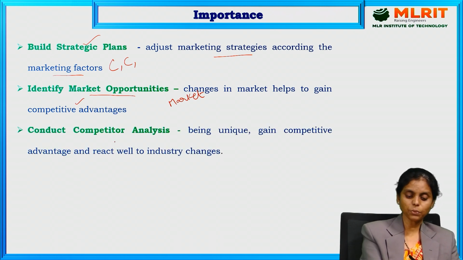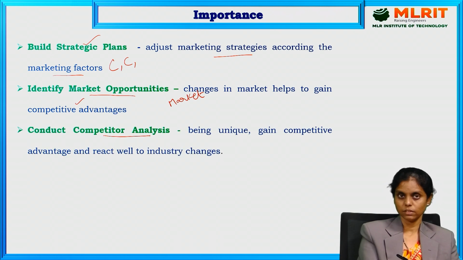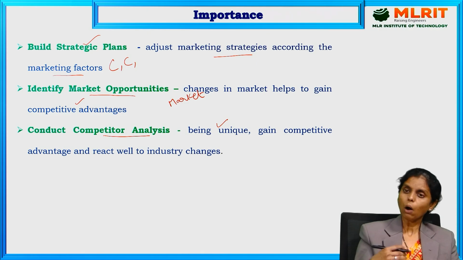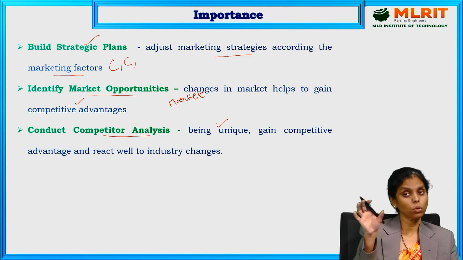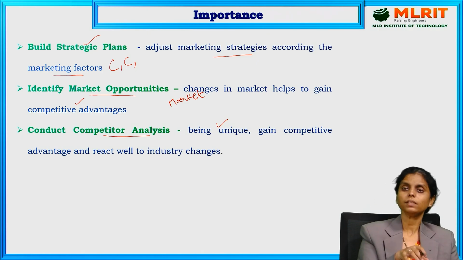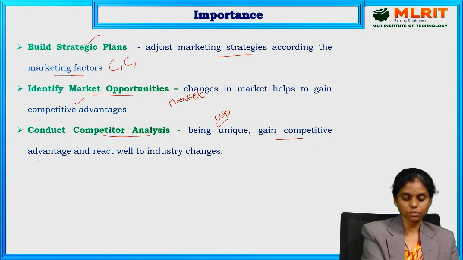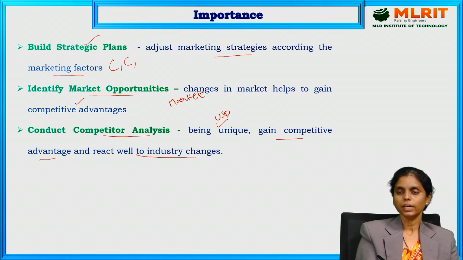Next one, conduct a competitor analysis. Why do we need to conduct it? Because there are many players available in the market and we want to be unique. How can I be unique? Identify what the others are doing and how effectively I can implement it in my organization, that is, create a USP for us. This uniqueness will help an organization gain competitive advantages and react well to industry changes. Whatever changes take place, we will be updated when we are effectively monitoring our environment.